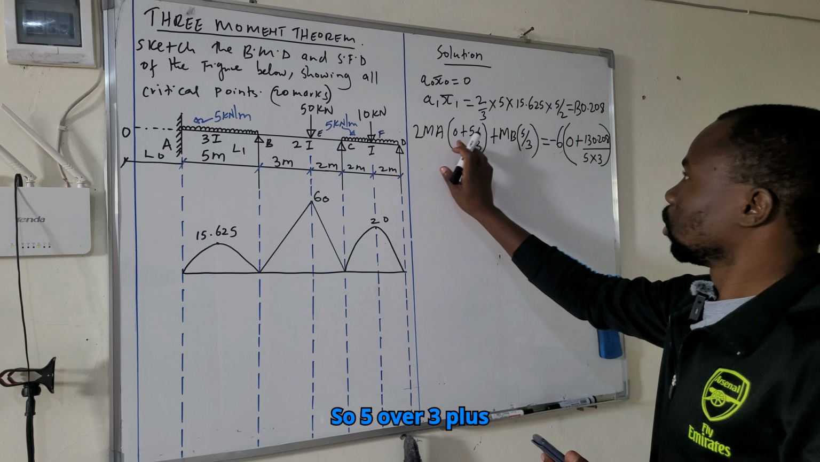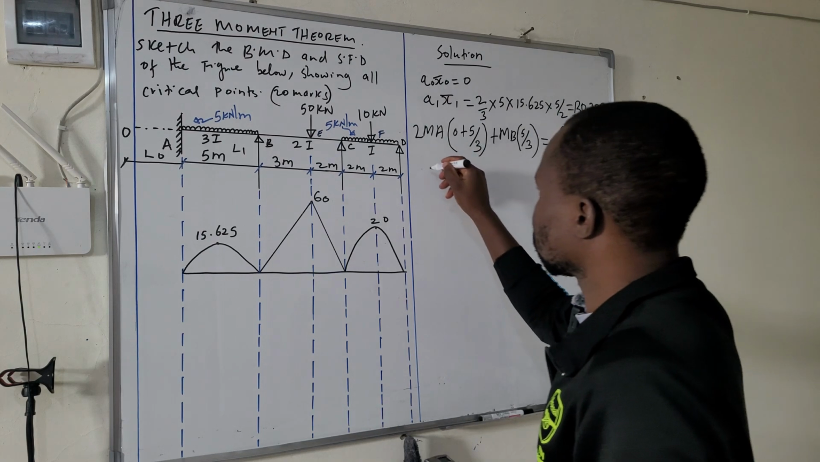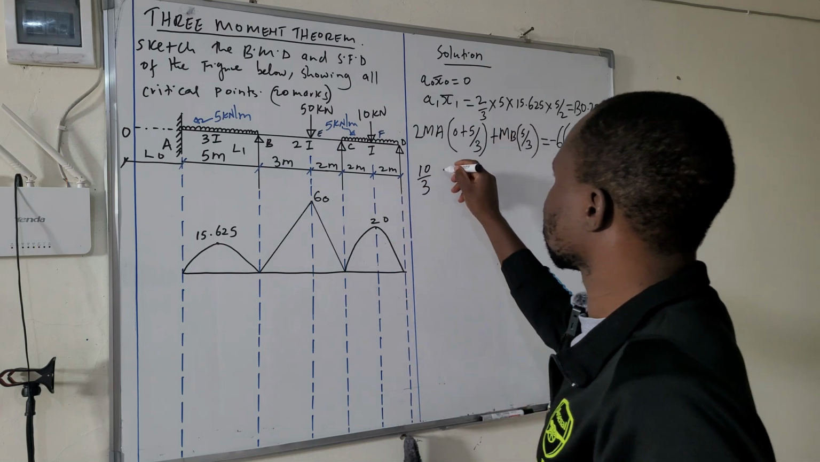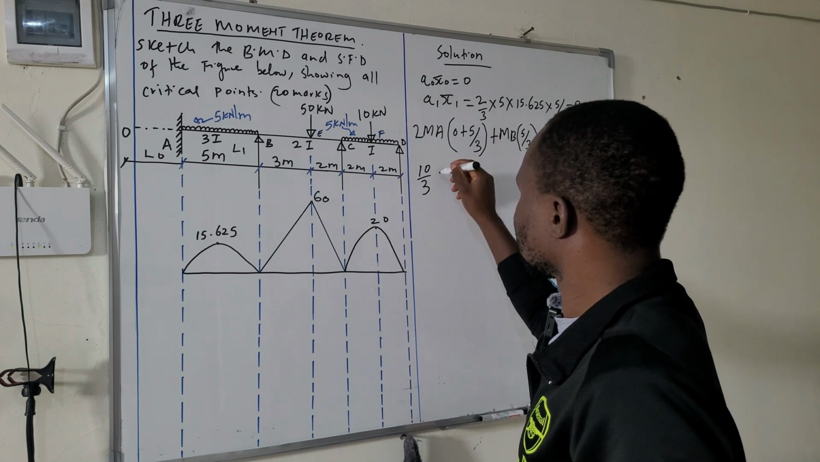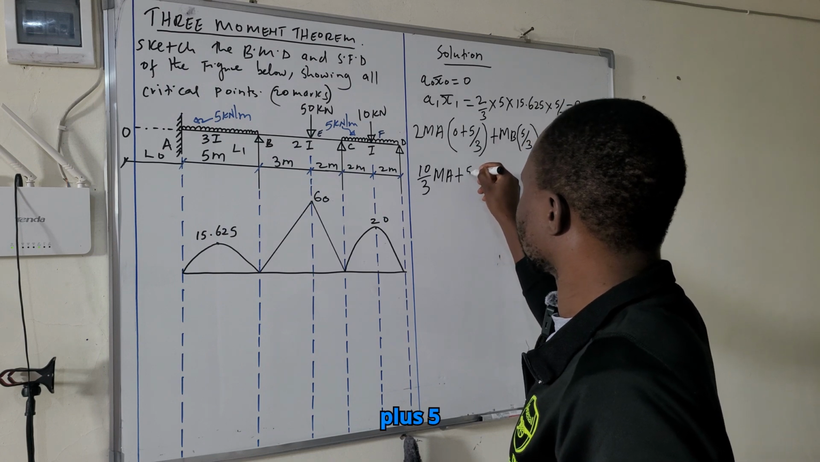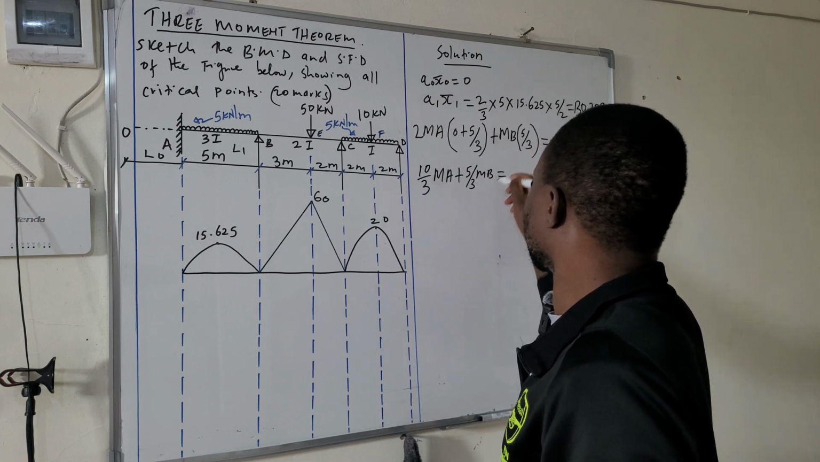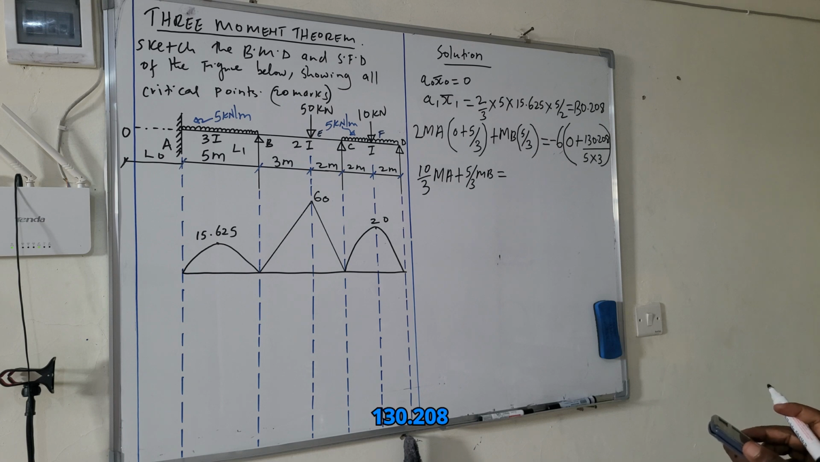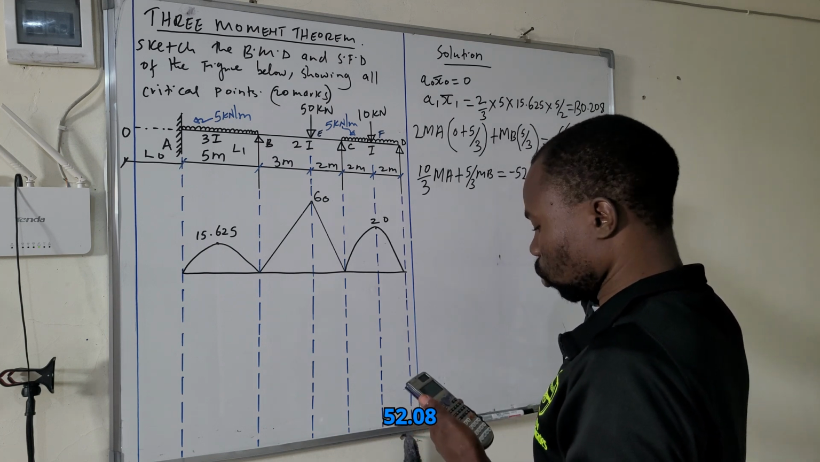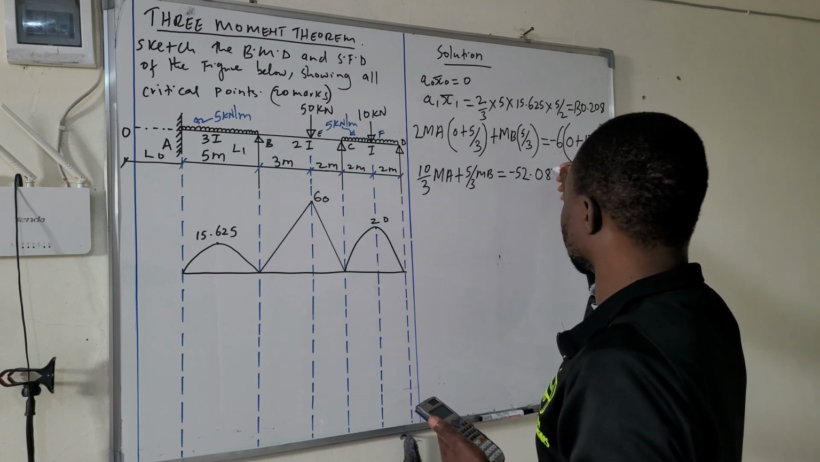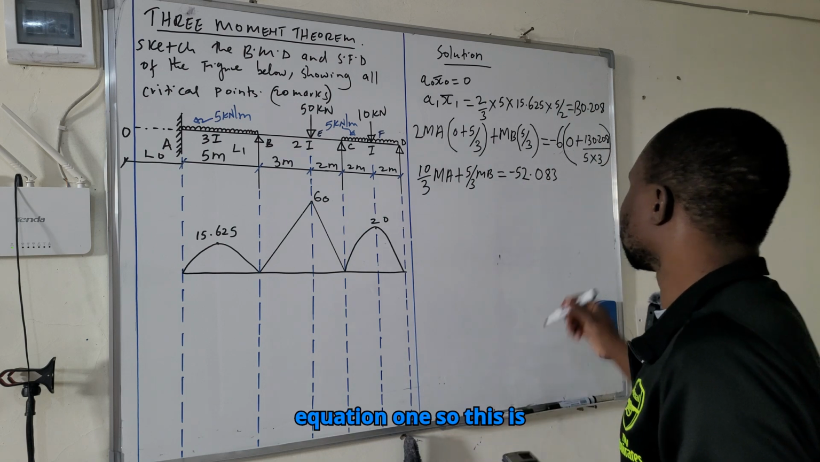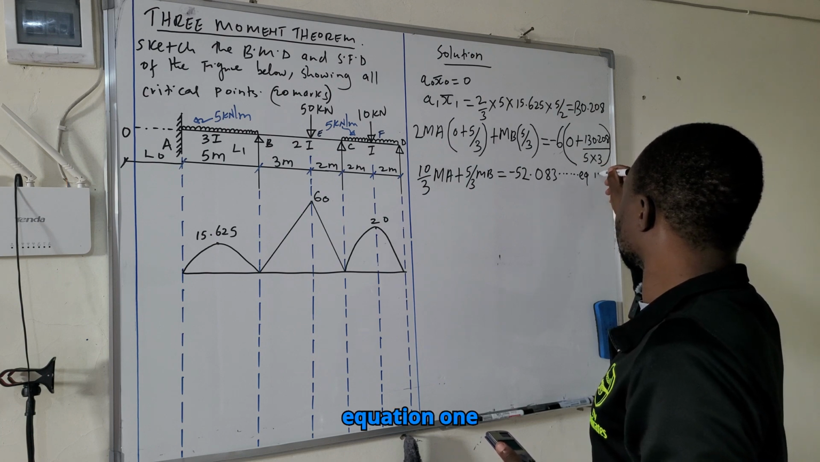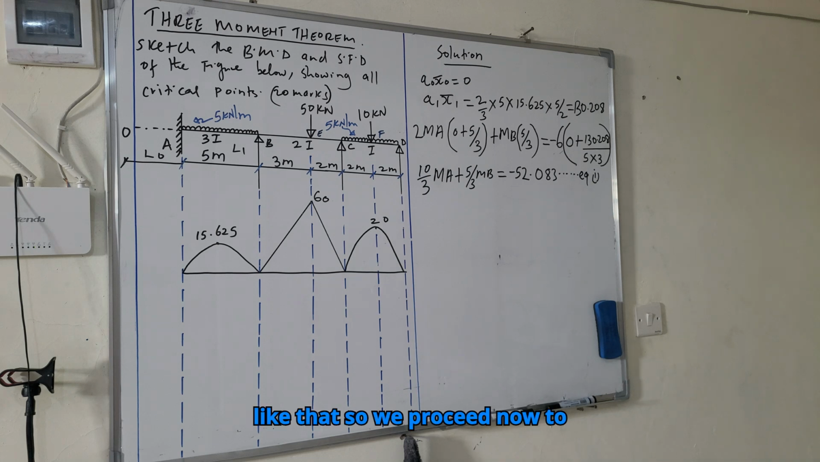So 5 over 3 plus 0 times 2, that is 10 over 3, like that, plus 10 over 3 MA plus 5 over 3 MB is equal to minus 6, open the bracket, 130.208 over 5 times 3. So that is minus 52.083. So call it equation 1. So this is equation 1, like that. So we proceed now to span.